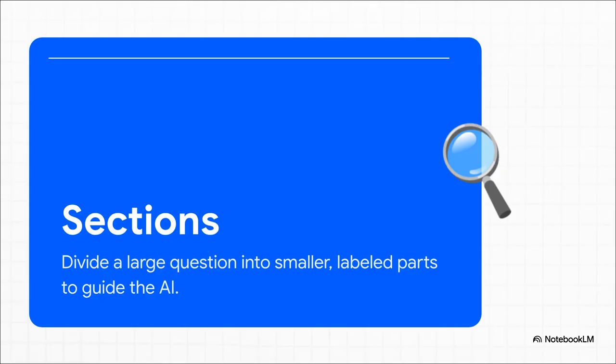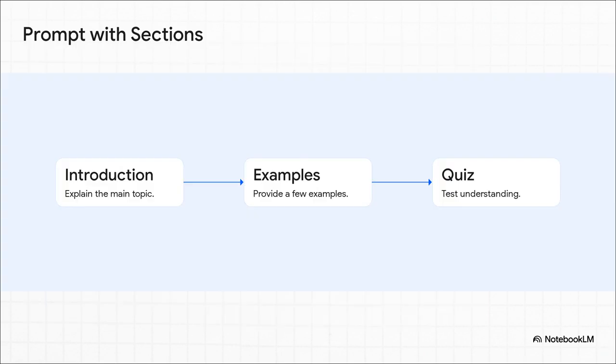Now, what happens when you have a bigger, more complex request? Something with multiple parts. That is where sections come in. This is how you literally guide the AI through your entire thought process, one step at a time. So instead of asking for an explanation and examples and a quiz all at once in one big blob of text, you label them. You create these distinct sections. You've basically built a roadmap for the AI to follow, and that roadmap leads directly to the answer you were imagining.